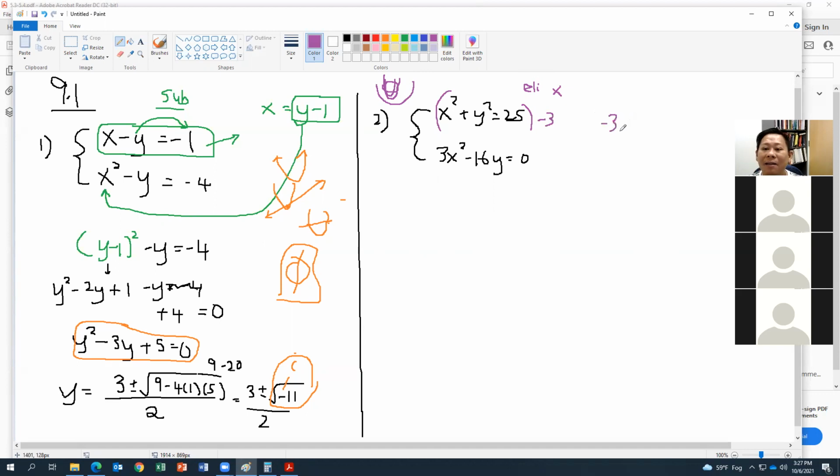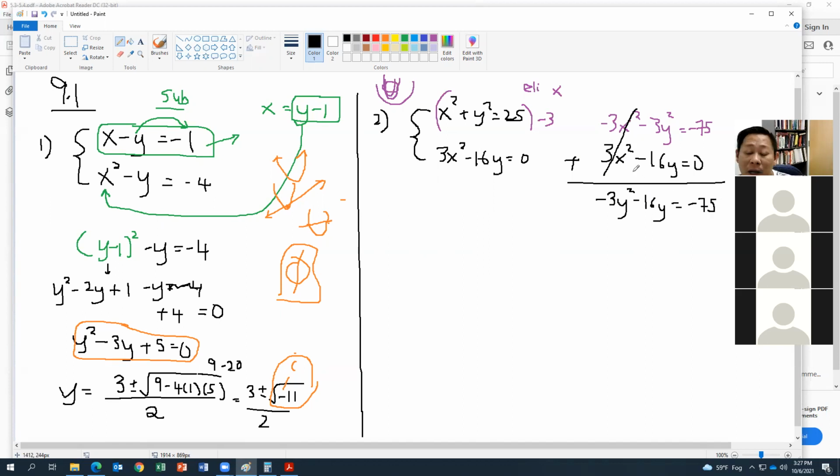So you will get -3x squared minus 3y squared equals -75. And then the denominator, I keep the same, 3x squared minus 16y equals 0. And we add this. So this will cancel out because they are like terms. So what you'll get here is -3y squared minus 16y equals -75.